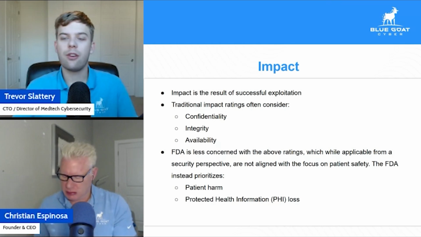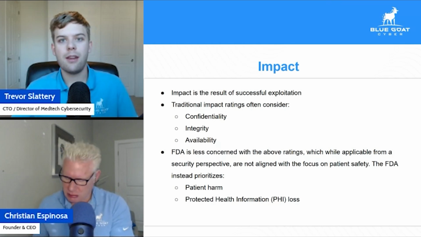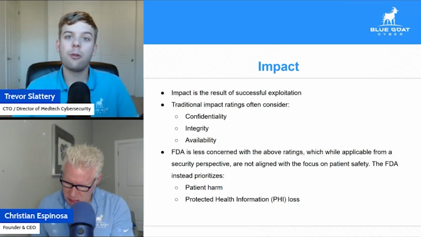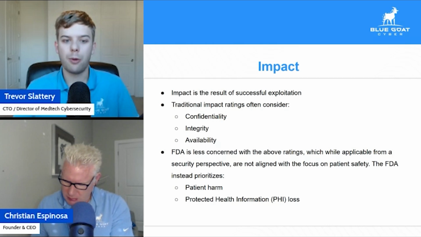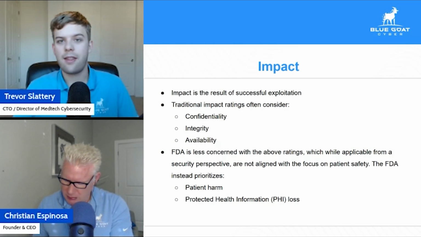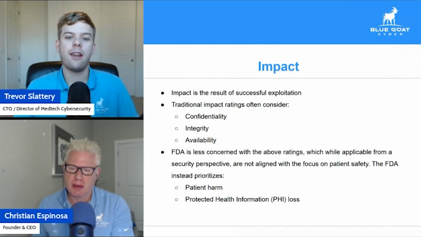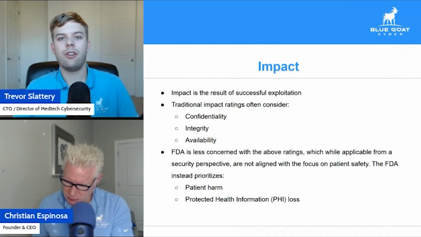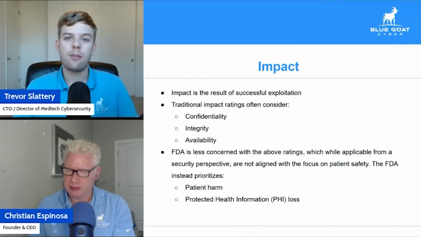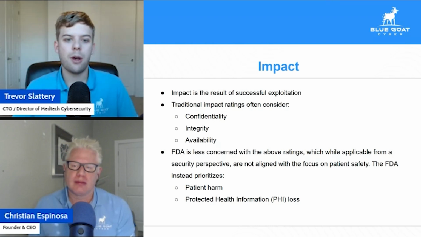This may let certain vulnerabilities that would otherwise be a huge problem get downgraded a little bit just because we're really trying to focus on that patient safety aspect. This is not to say that these things get swept under the rug if they can't explicitly cause harm to a patient or PHI loss. It just means that they're less of a priority as opposed to the findings that do have that effect.